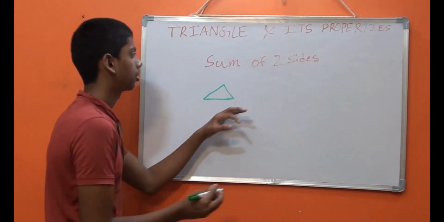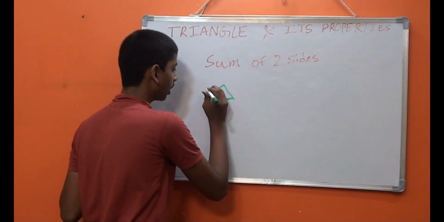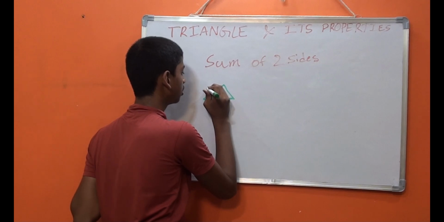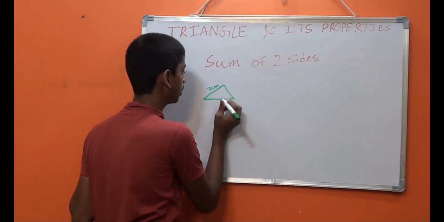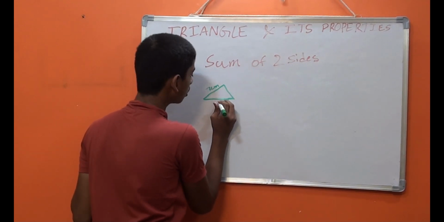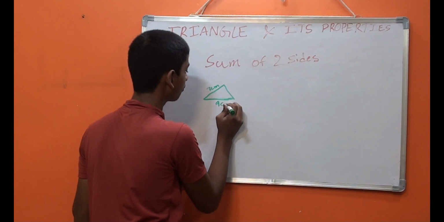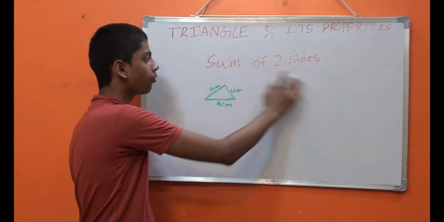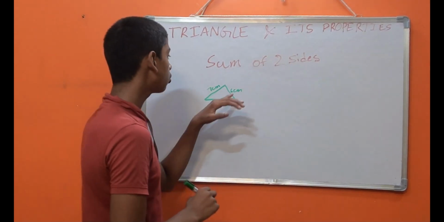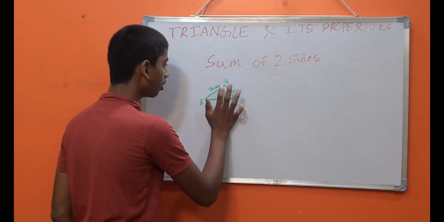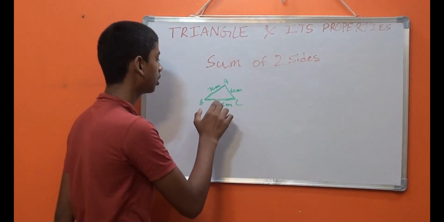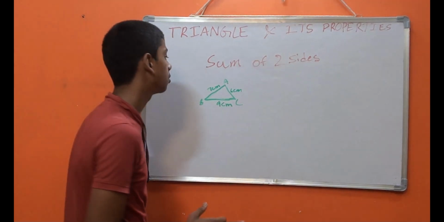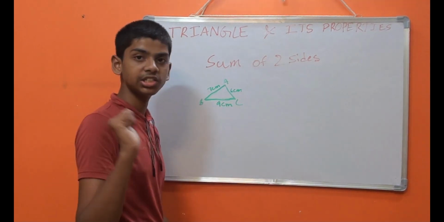Now this is a triangle. We will take this side as 7 centimeter, this side as 9 centimeter, this side as 6 centimeter. Every triangle must follow this property. Now let's see what is that property. Here AB side is 7 centimeter, BC side is 9 centimeter and AC side is 6 centimeter.